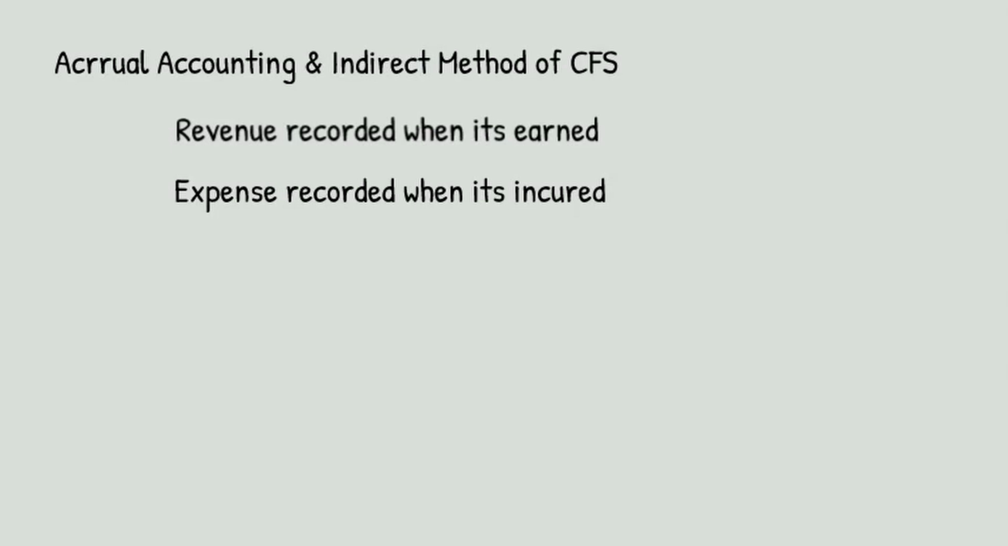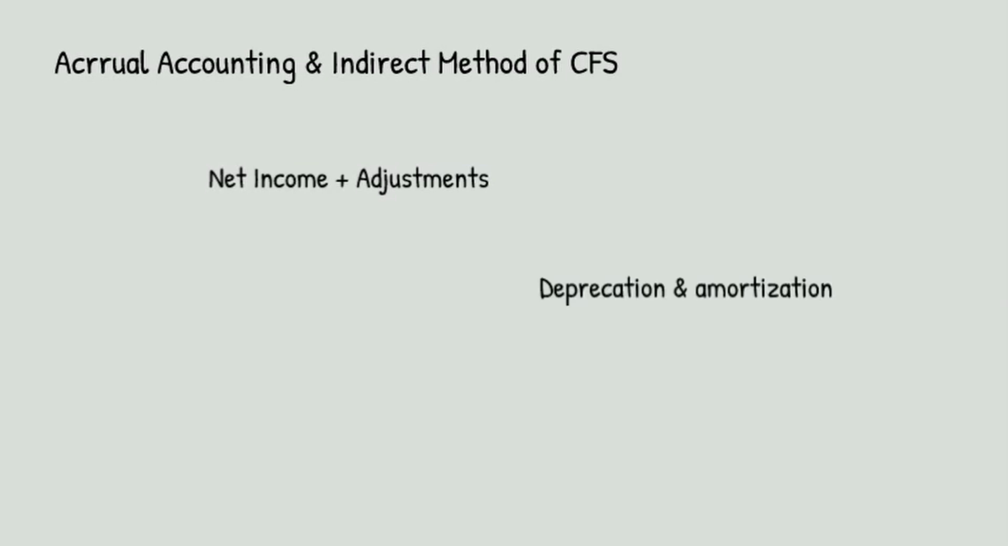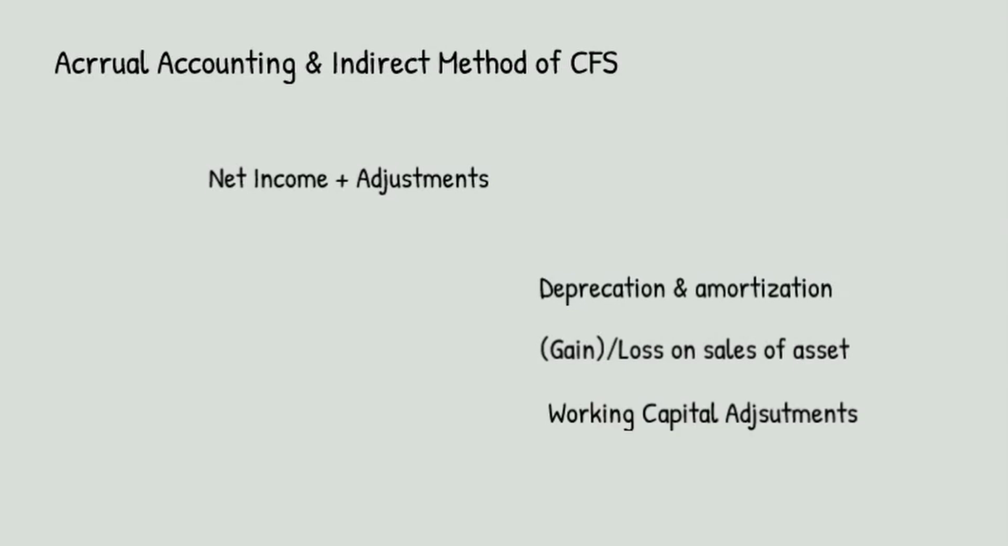Most companies use accrual accounting and they prefer to use the indirect method to prepare the cash flow statement because it's easier to prepare. In accrual accounting, revenue is recorded when it's earned, not when cash is received, and expense is recorded when it's incurred, not when cash is paid. So income is not equal to cash. In order to reach cash flow from operating activities, we take net income from the P&L and apply some adjustments to make the income match with cash. The most common ones are depreciation and amortization, gain and loss on sale of assets, and working capital adjustments.